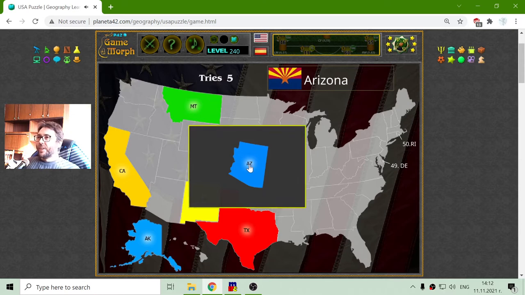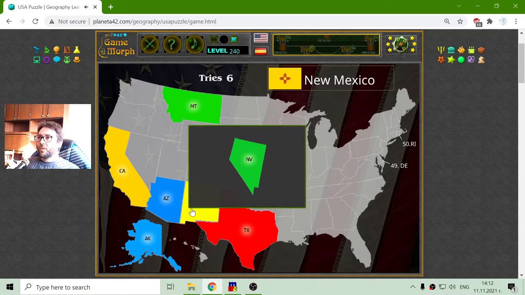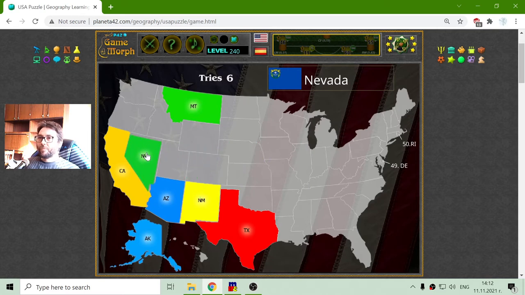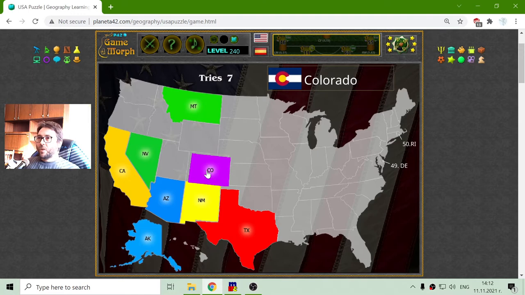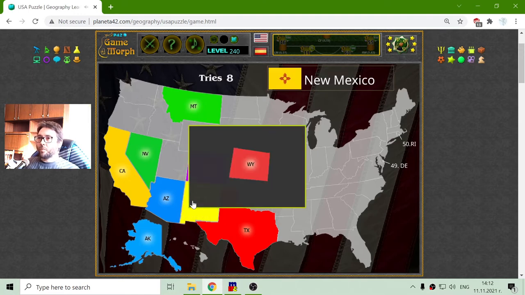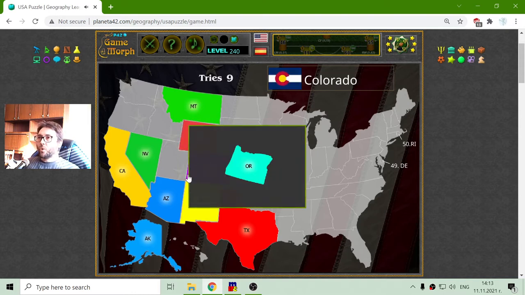Alright. The Arizona state, next to New Mexico. And this is Nevada, right next to California. The next state is Colorado. Now, I'm usually mixing these two, but I think Colorado was above New Mexico. And Wyoming. That should be above Colorado.